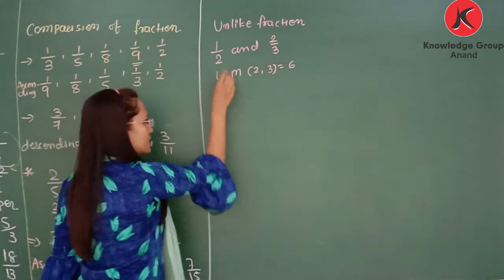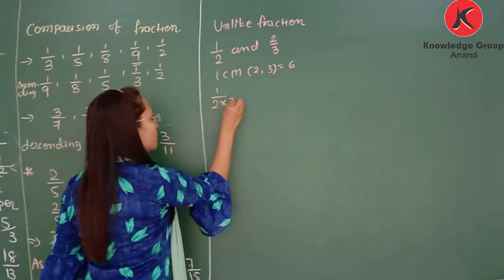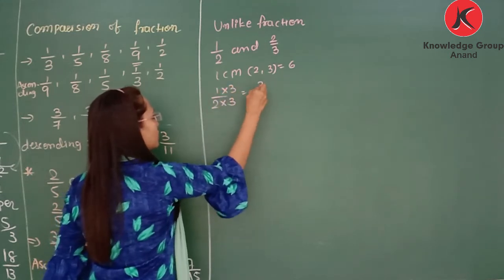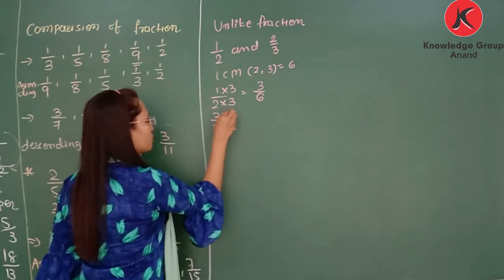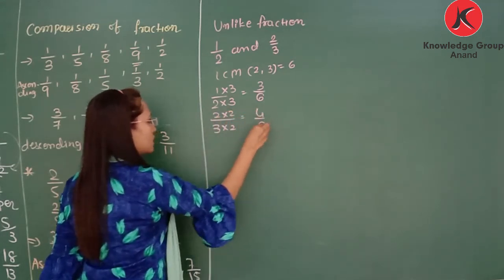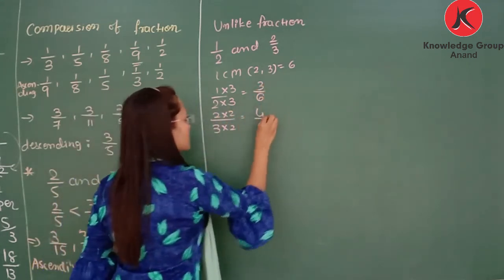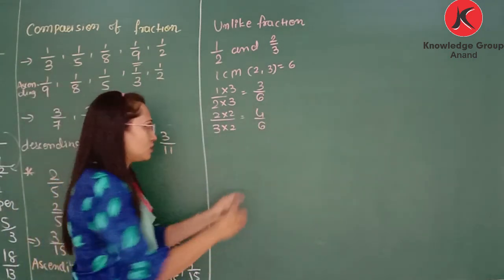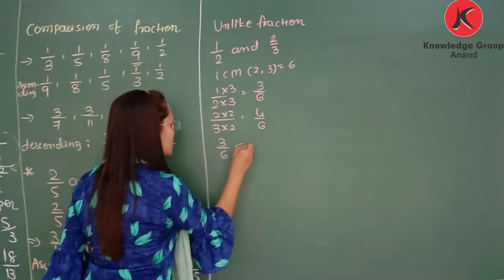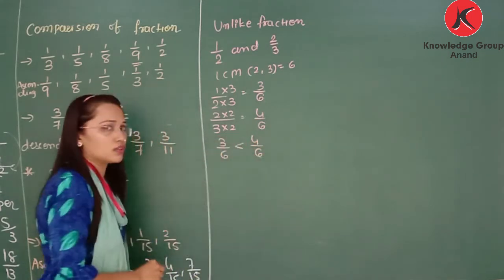Now, to get 6 here, 1 by 2 needs to be multiplied by 3. So we get 3 by 6. And 2 by 3 is multiplied by 2, so we will get 4 by 6. Now from 3 by 6 and 4 by 6, which one is greater? 4 by 6 is greater. So 3 by 6 is less than 4 by 6.